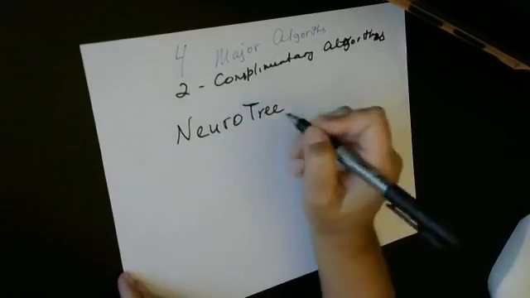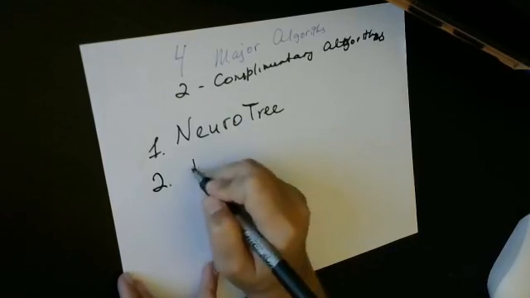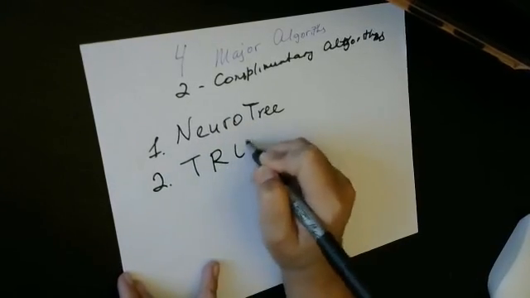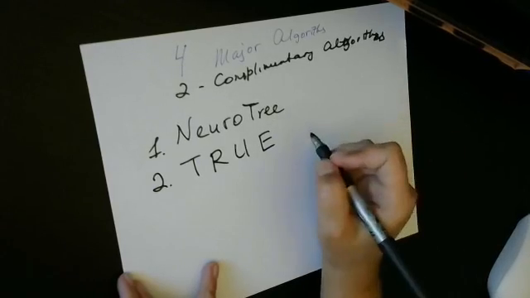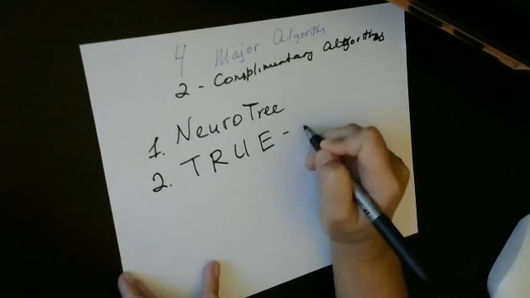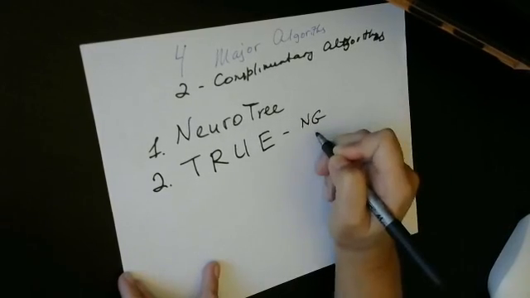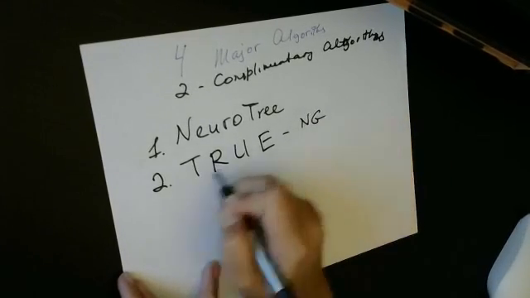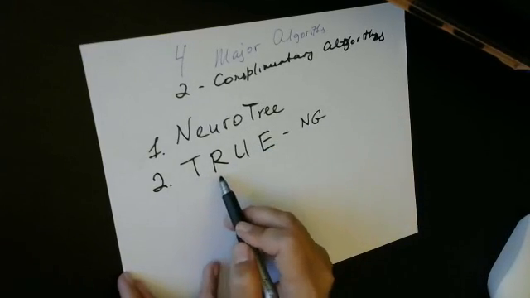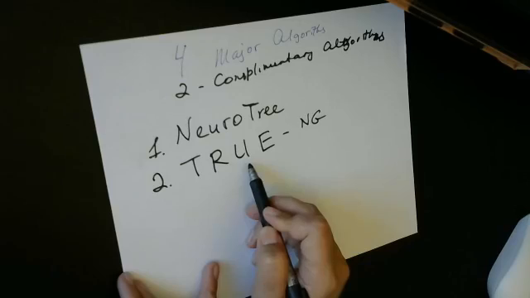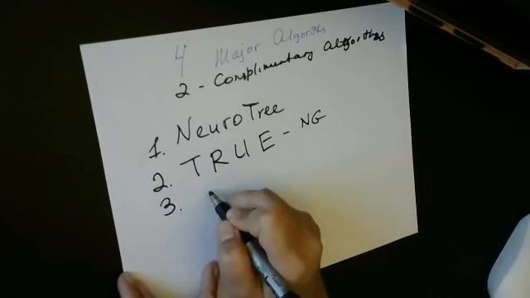It's totally worth it. After the neuro tree, the next algorithm we will be drawing is the TRUE. That's actually a classical coaching model, and we will be using Neurographica within that TRUE model. I will teach how to use Neurographica while you are undergoing the TRUE, which stands for topic, resource, uncover, and equalizer.